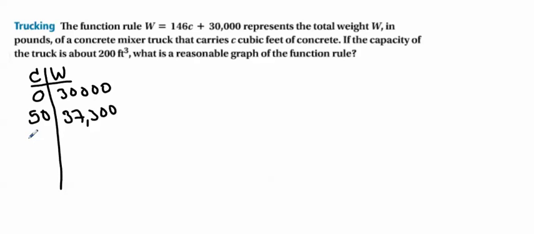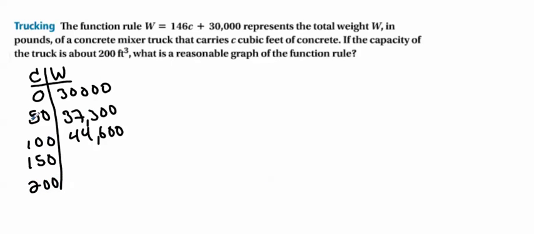Then I'm going to do 100. If I plug 100 in, I get 146 times 100 plus 30,000, and I use my calculator on that, and I get 44,600. Again, I know I'm not showing how I'm doing this, but I'm using my magic calculator. Next I'm going to do 150 because it's getting bigger here. And the capacity they said is 200, so I'm going to end at 200.